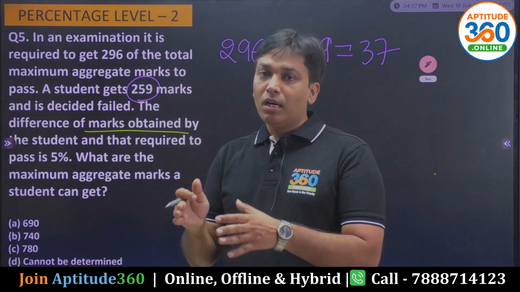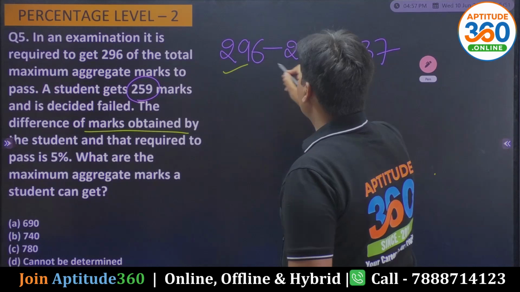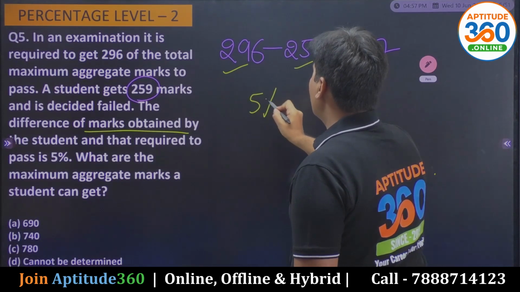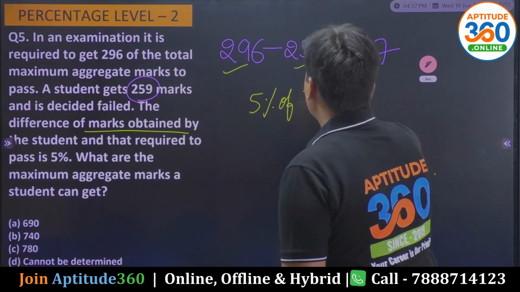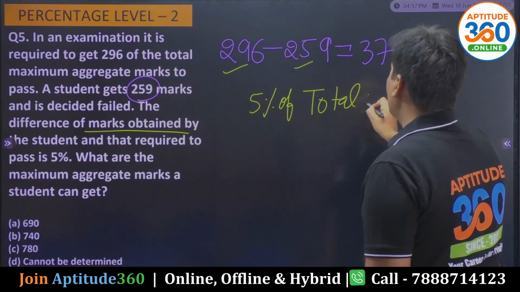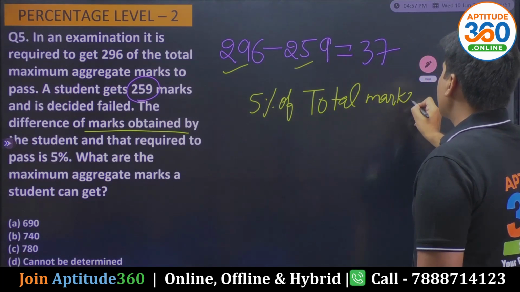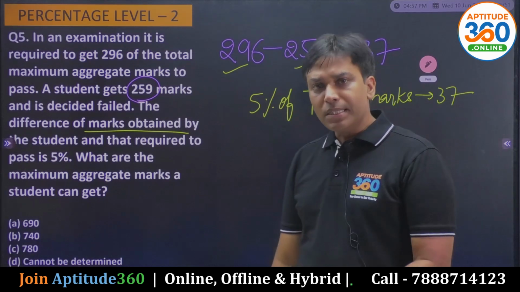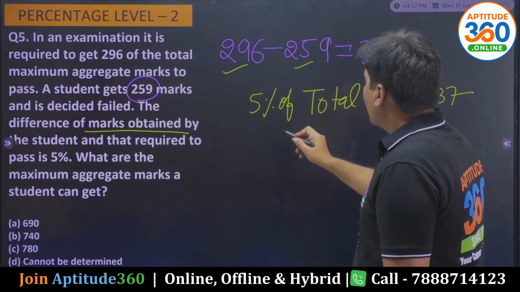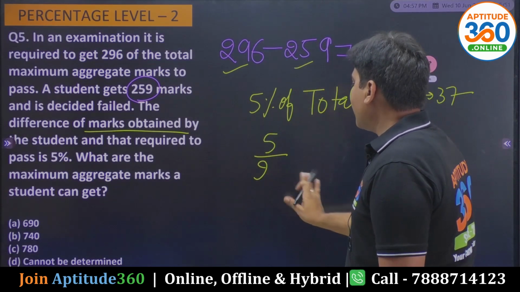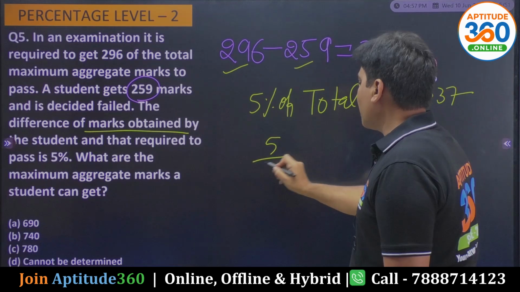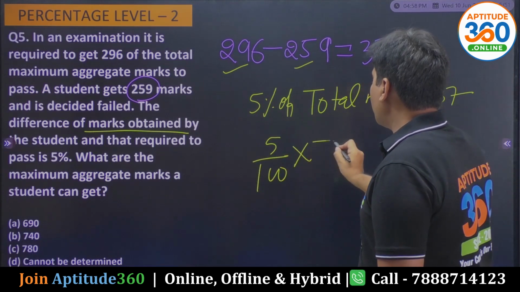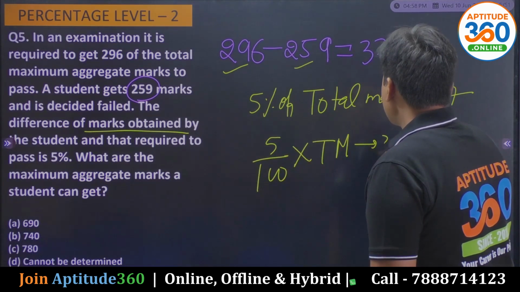So the difference out here from this number to this number is 5% of the total marks. 5% of the total marks is nothing but 37, isn't it? It's a pretty simple game. Now 5% of total is what? 5 upon 100 of total marks is 37.